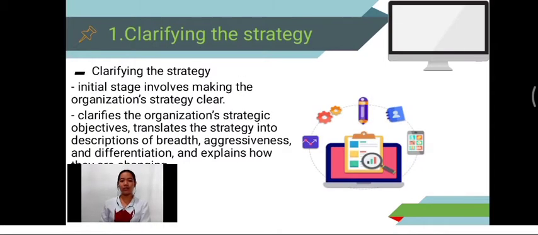And now let's proceed to the first stage, which is clarifying the strategy. That involves making the organization's strategy clear. We need to have a clear strategy to be guided for the whole process of change in the organization.